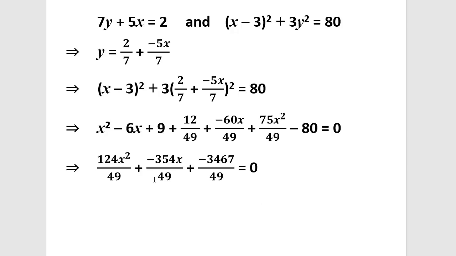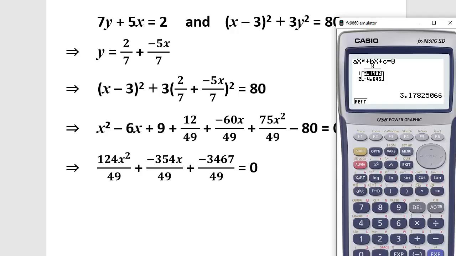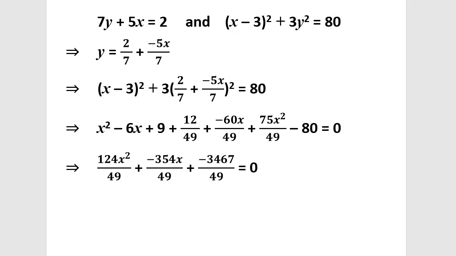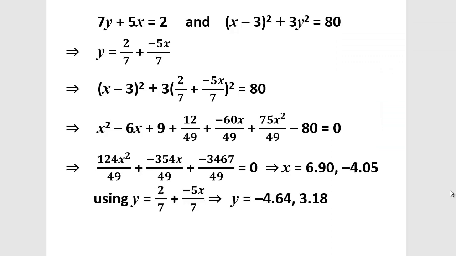Now at this point, we can cross out all the 49s because we can just multiply the whole fraction by 49. So we'd just have 124 minus 3 by 4. And there's our x values, which we substitute in to get our y values, and we get the same answers, slightly different because of rounding, but only in the third significant figure. So it works, but it's a lot more difficult.